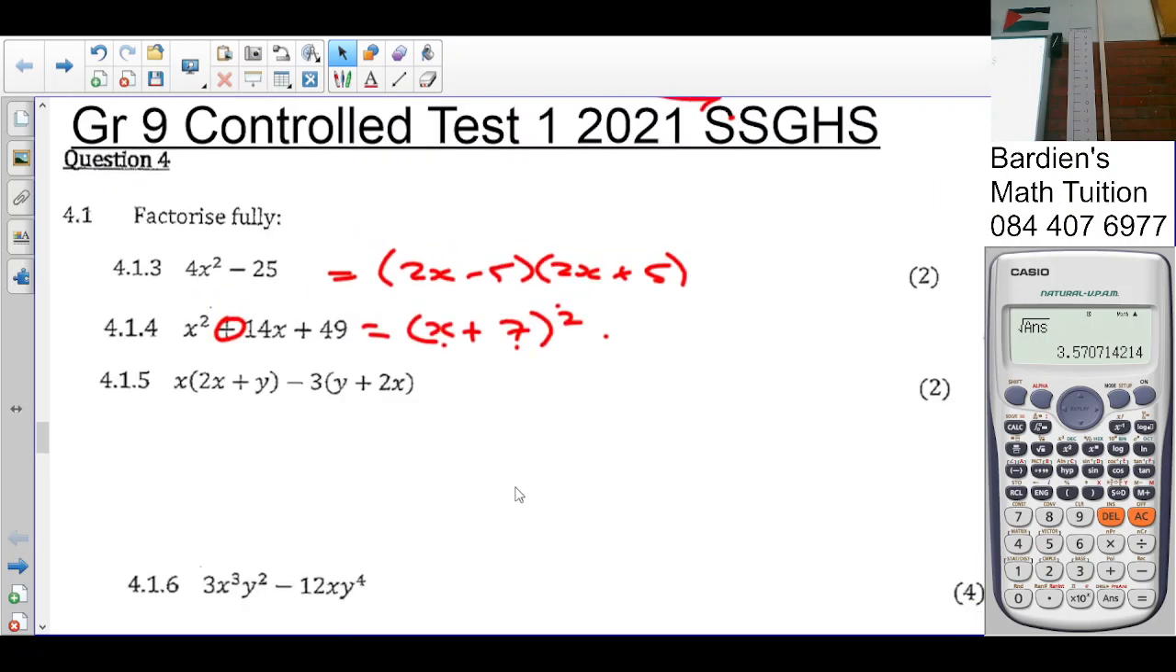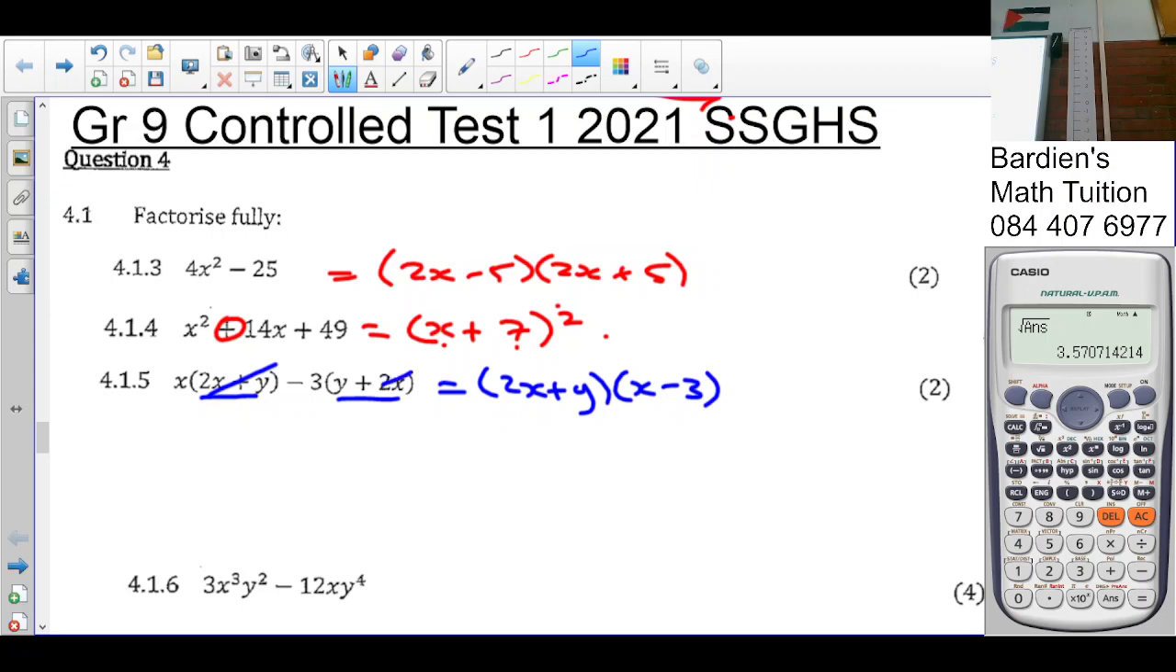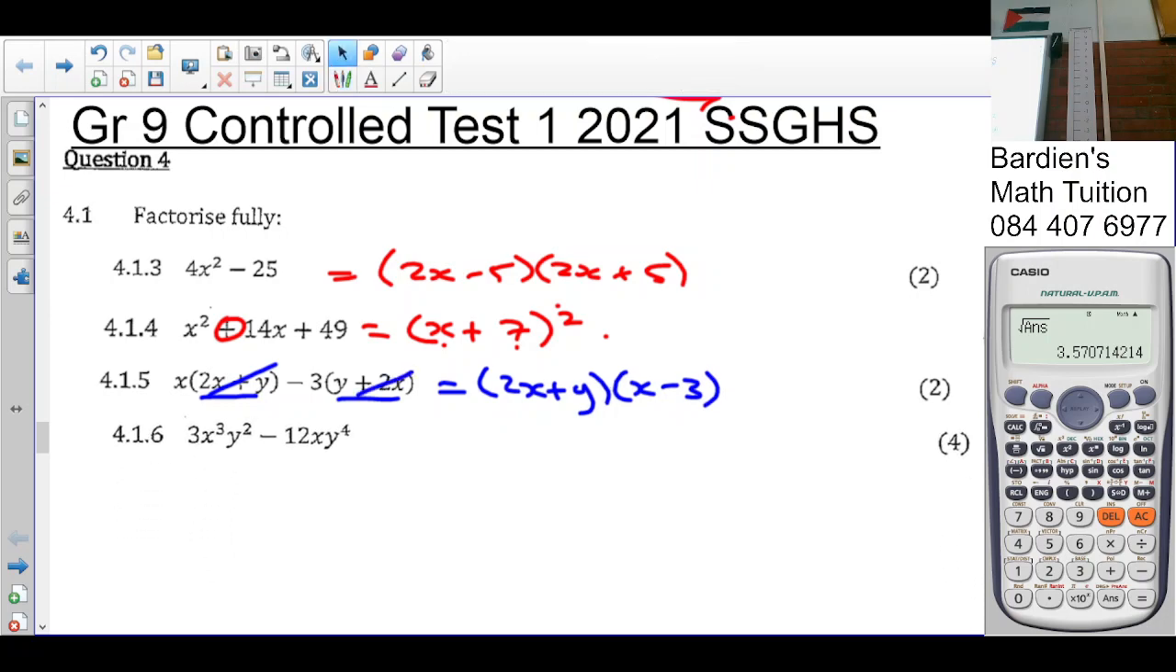Right, so what's going to happen here? The common bracket is 2x plus y. Is it the same as y plus 2x? Yes. It is, when it's minus, it's not the same. So it's 2x plus y. If I take it out, I'm left with x minus 3. Okay?